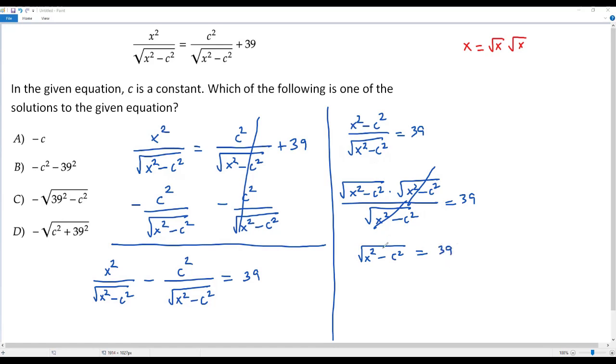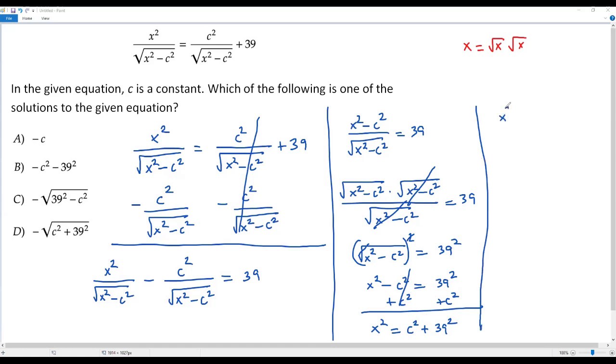Now my aim is to solve for x. For that we have to get rid of the square root we have over here. To get rid of the square root, I have to square both sides of the equation. When I square both sides, the square root and square cancel out. I'm getting x² − c² on the left side. On the right side, I'm getting 39². Now let me add c² to both sides. When I add c² to both sides, the negative c² and positive c² will cancel out. I'm getting x² equals 39² + c², or it can also be written as c² + 39². x² equals c² + 39².